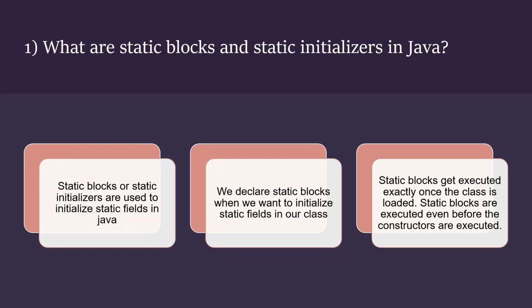Question 1. What are static blocks and static initializers in Java? Static blocks or static initializers are used to initialize static fields in Java. We declare static blocks when we want to initialize static fields in our class. Static blocks get executed exactly once when the class is loaded. Static blocks are executed even before the constructors are executed.